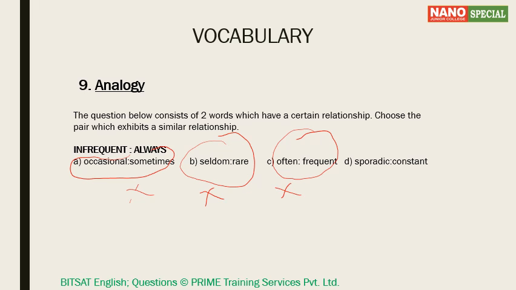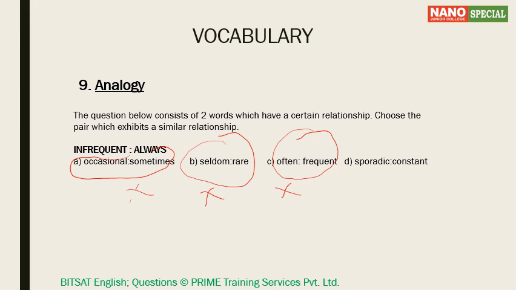We've already looked at this example when we were discussing the antonym question, specifically this particular word, sporadic. So the answer here is sporadic is to constant. And how do you prepare for this question type? We have an entire exercise in the nano material on the analogy question. So do the exercise thoroughly and be prepared for the kind of questions and relationships that you would find in this question type.